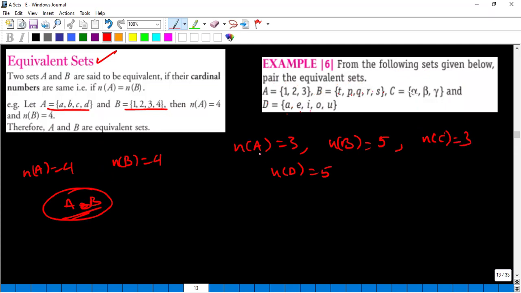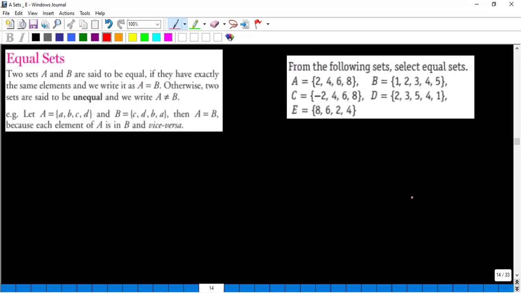You can tell n(A) is equal to n(C). These two are equivalent. n(B) is equal to n(D). These two are equivalent. Equal sets: just observe, two sets are said to be equal if they have the same elements. Same number of elements, equivalent. Same elements, equal.